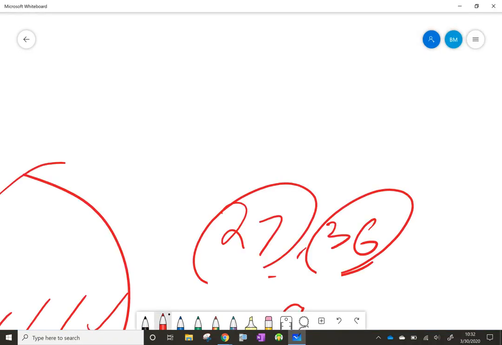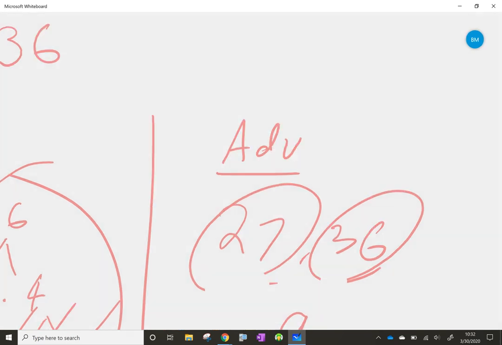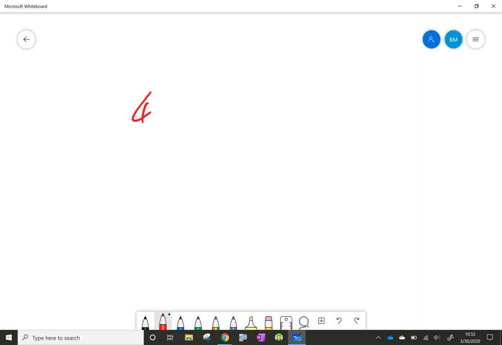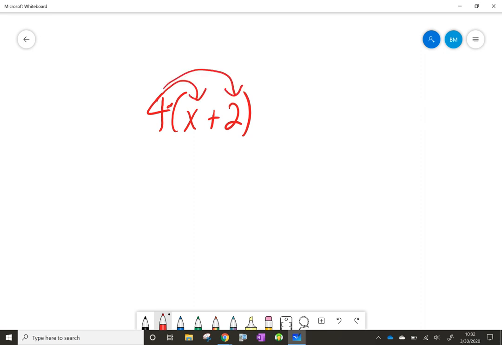All right, I'm going to pull that up here. Oh, I didn't want to go to this one. Let's do a new whiteboard. All right, so they have 4 parentheses x plus 2. So back when we distributed, it means take the number that's outside the parentheses and multiply it, because it is being multiplied, it's 4 times that group of parentheses, multiply it to both parts of the parentheses, both terms inside the parentheses. So, for example, we would first do 4 times x.